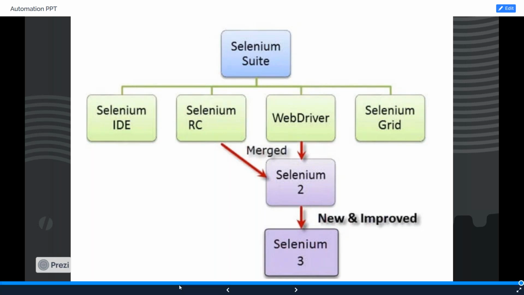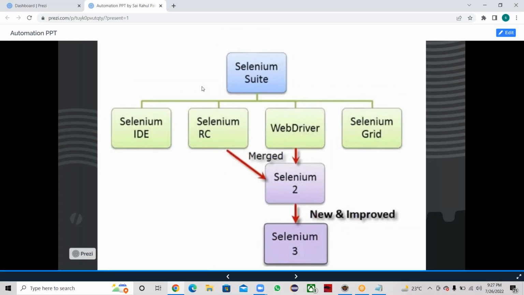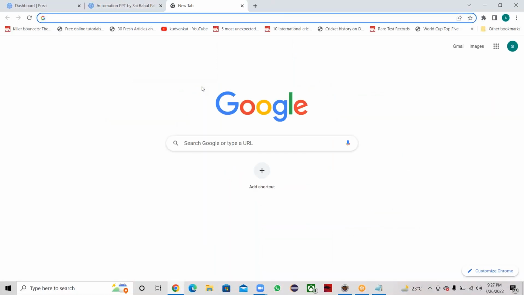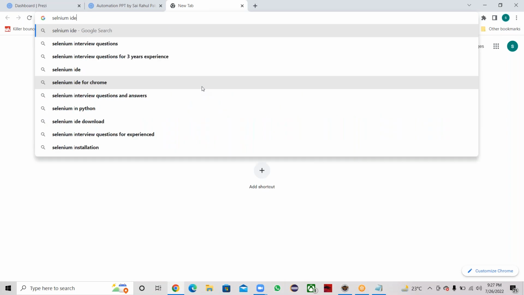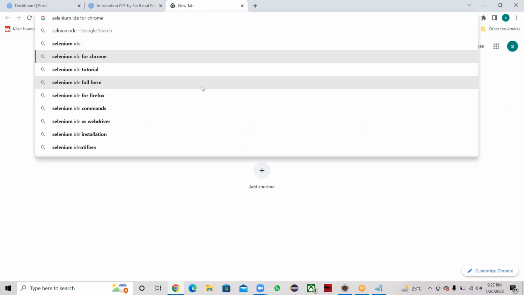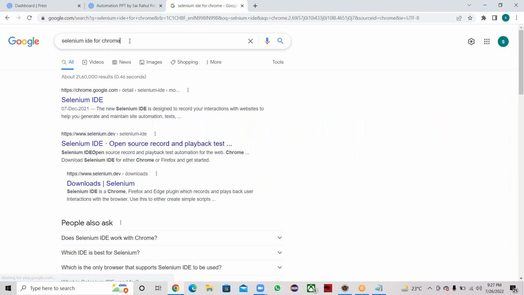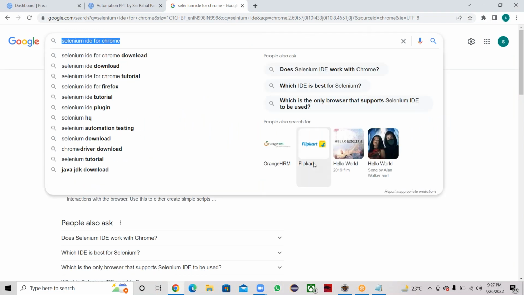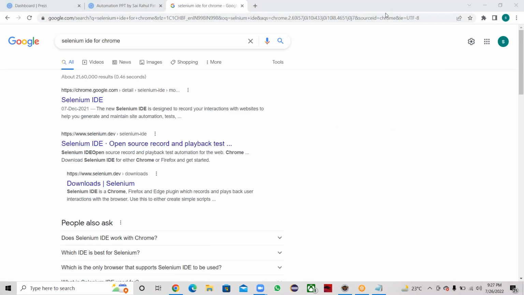Now what I want everyone to do is, for tomorrow's session, install Selenium IDE. Selenium IDE is an extension. I want everyone to install Selenium IDE for Chrome for tomorrow's class. Clear everyone?